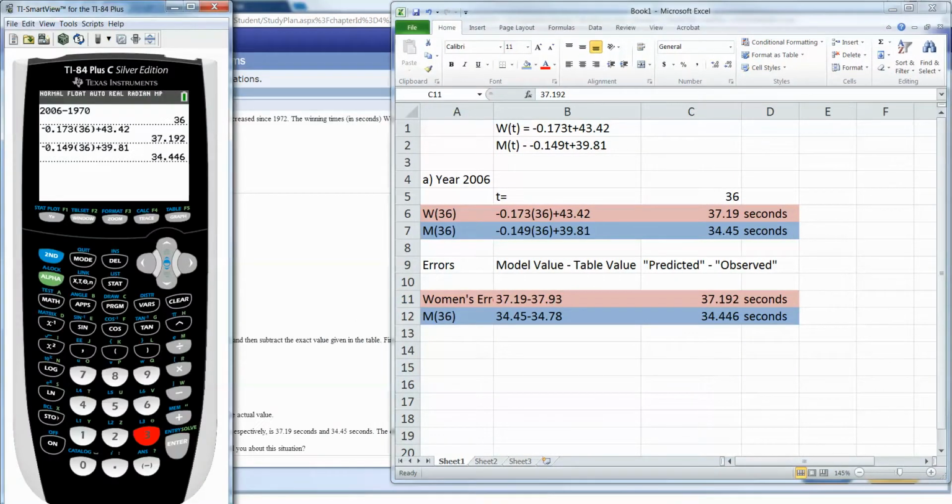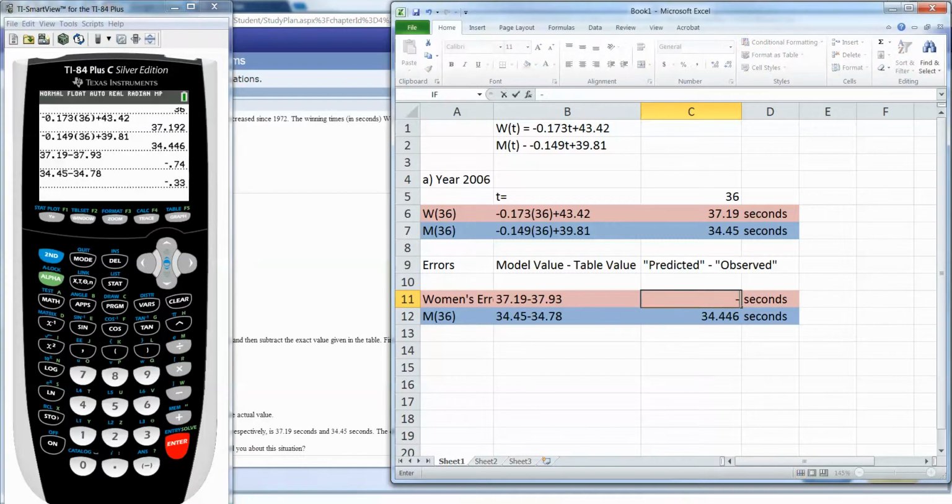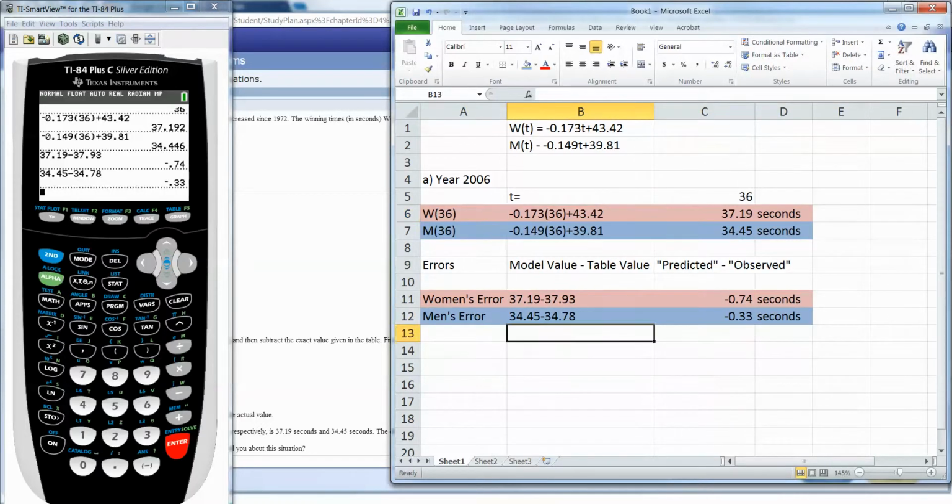So I'll take 37.19 and subtract away 37.93. So what I thought it would be minus what the table said it was. And then I'll do it again, 34.45, take away 34.78, and I get negative 0.33. So this one's negative 0.74, this one's negative 0.33. So there's my women's error and my men's error. Still color-coded.